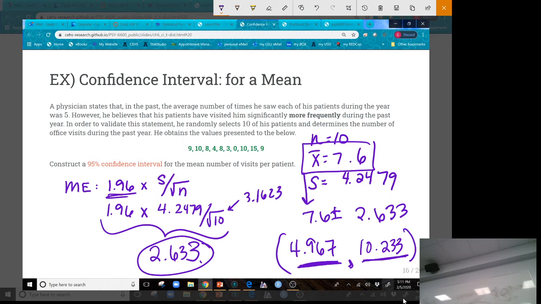So even though 7.6 is bigger than 5, it could have come out to be as low as 4.9 because we only sampled 10, and with this amount of spread. So just because 7.6 is bigger than 5, that's not by itself enough evidence. We have to also take into consideration sample size and spread in the standard error, assuming it's normally distributed, to make the range.